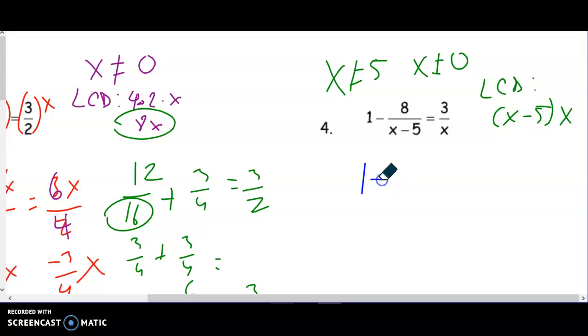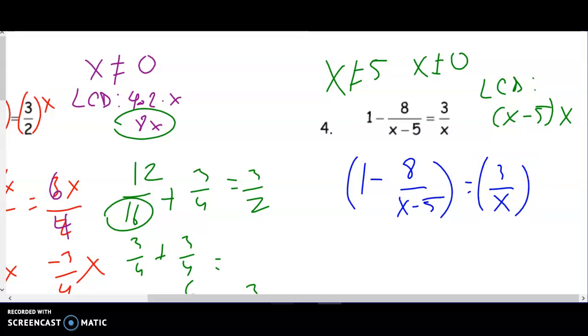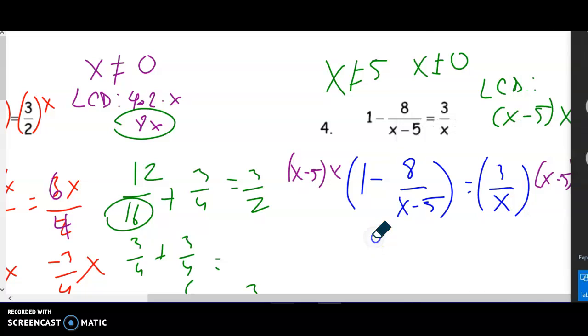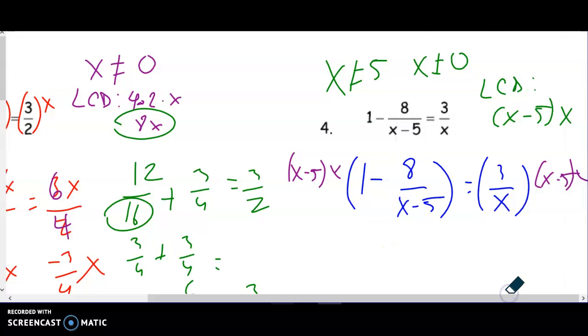So 1 minus 8 over x minus 5 equals 3 minus x. Let's go ahead and multiply both sides by x minus 5 times x. Whatever you do to one side, do to the other. Any more space? Oh, alright, there's x.